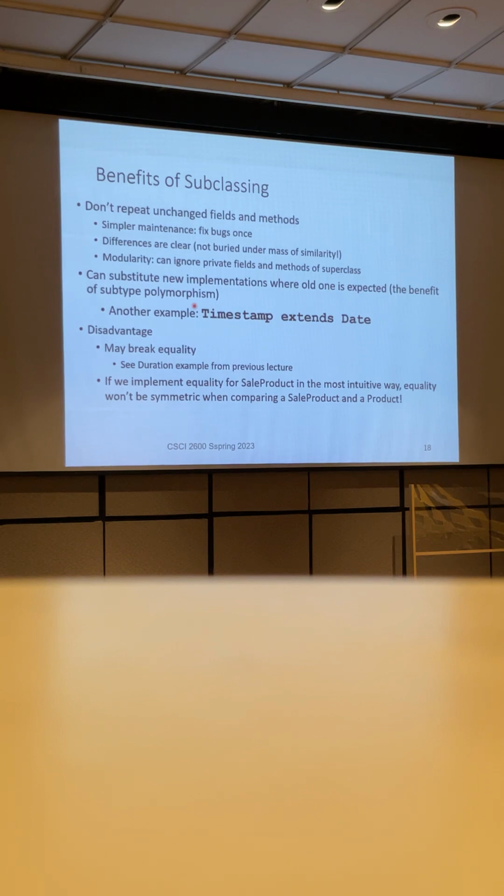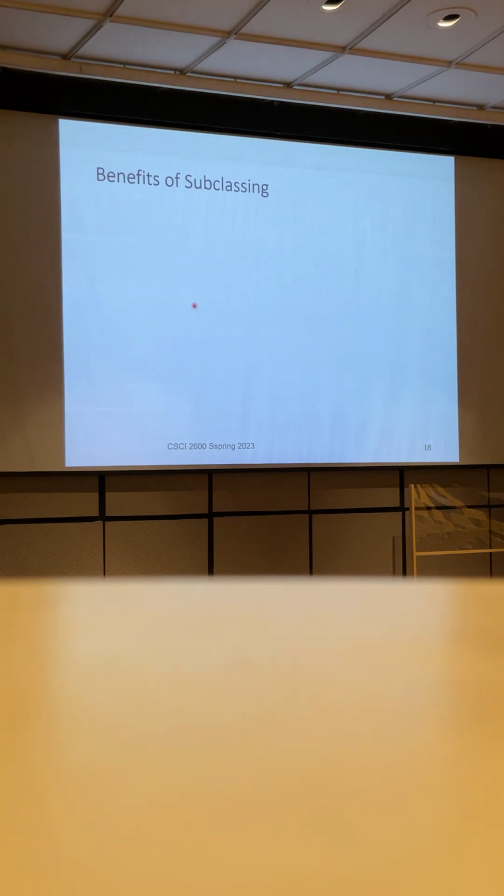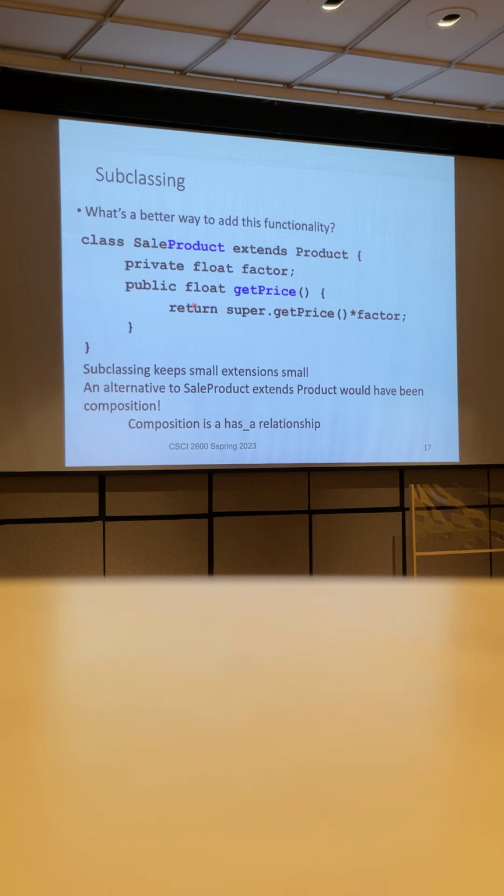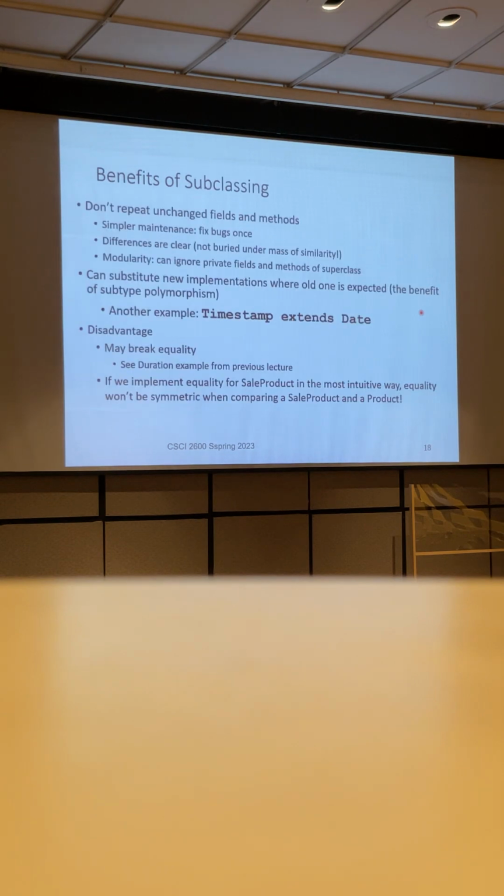Subclassing in general is good for maintenance. Differences are very clear, so they're not hindered by tons of similar code. Here we see the things that are really different in sale product from product, and it promotes modularity, because we can ignore private fields and methods of the superclass, since they are not accessible in the subclass. We can substitute new implementations where the old one is expected. This is subtype polymorphism.